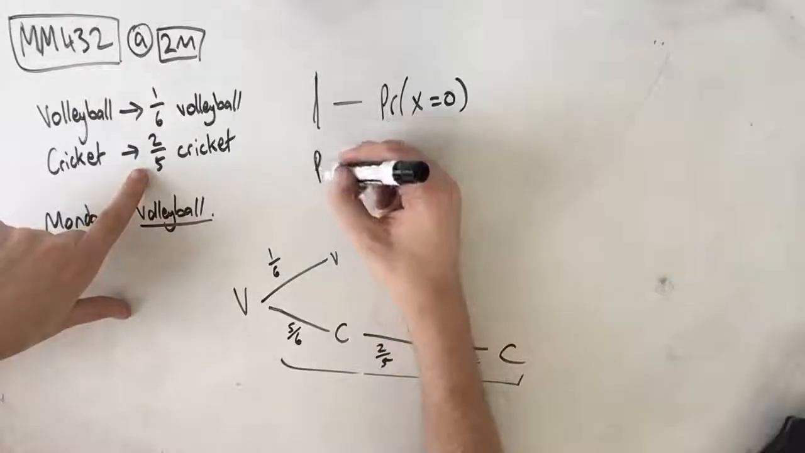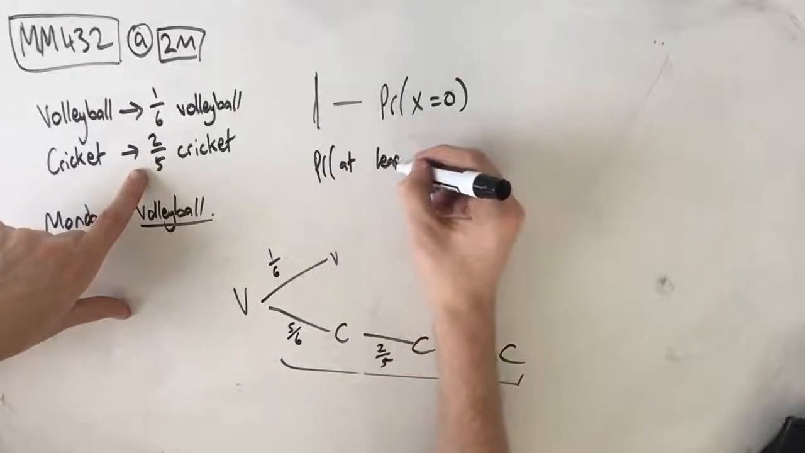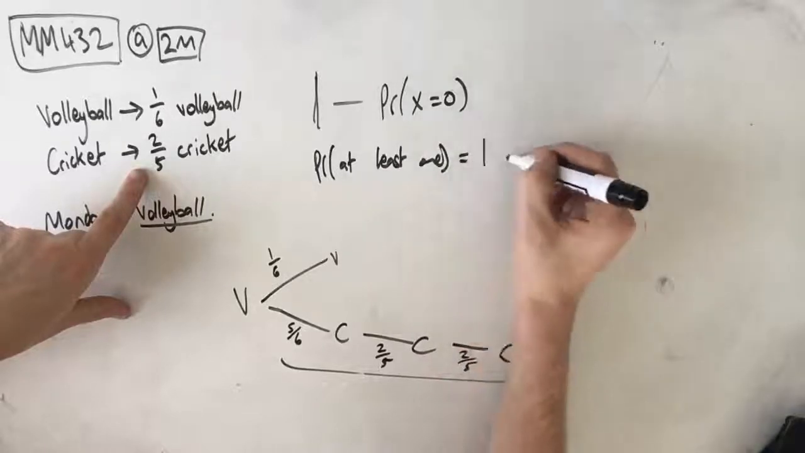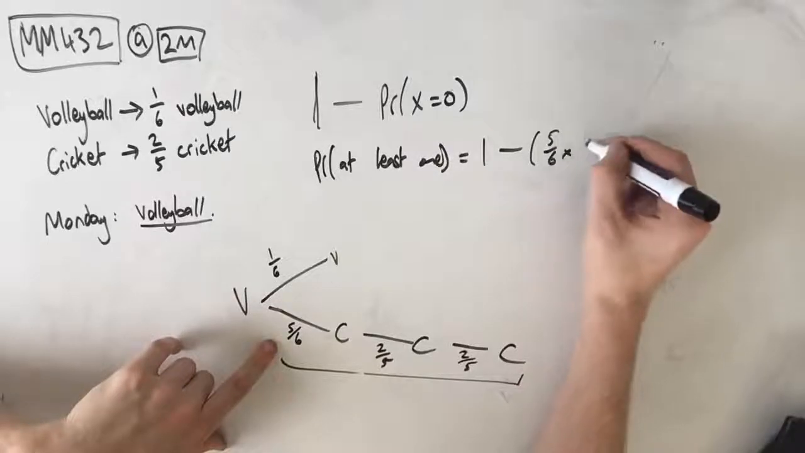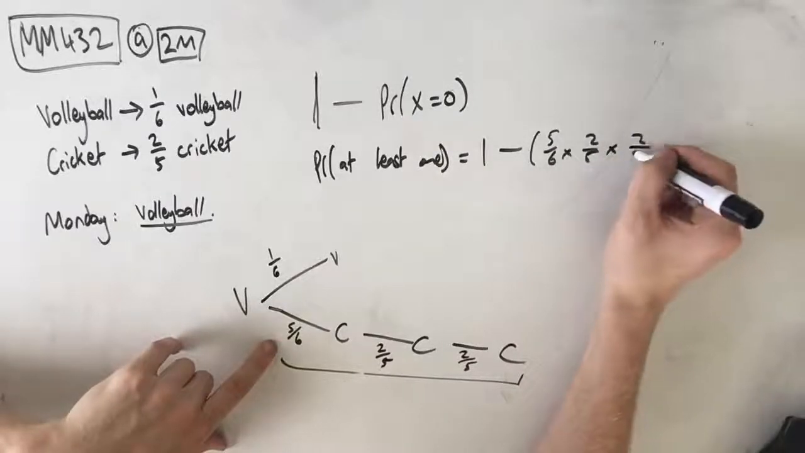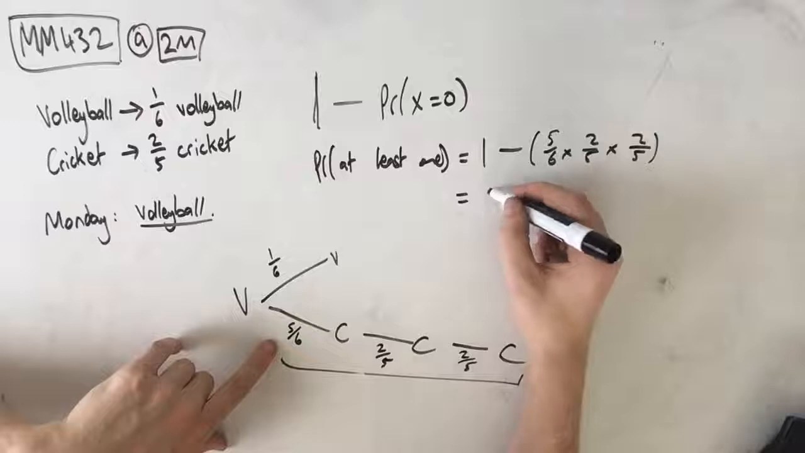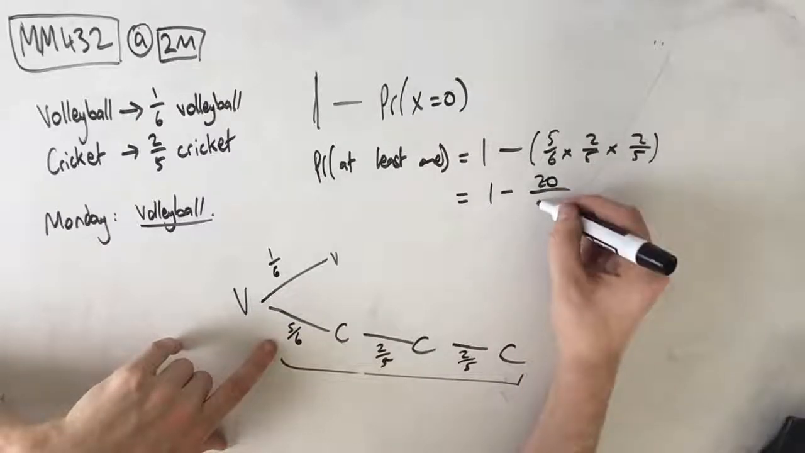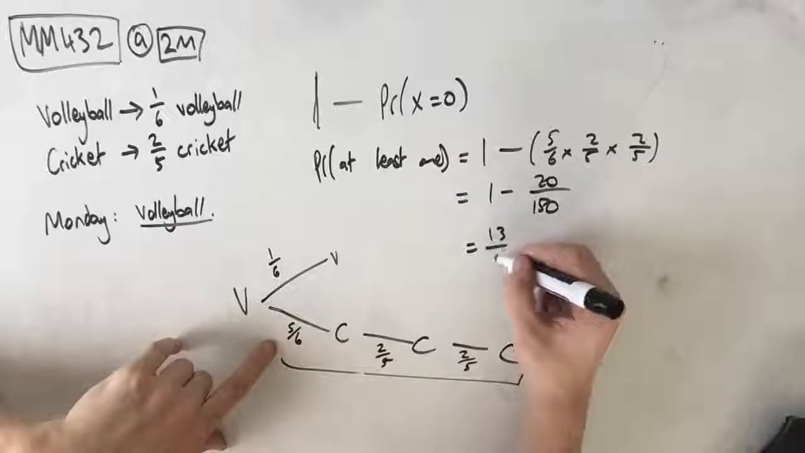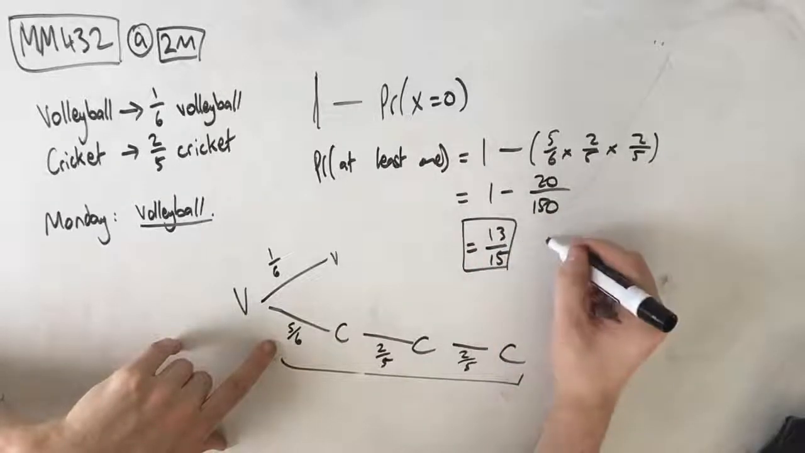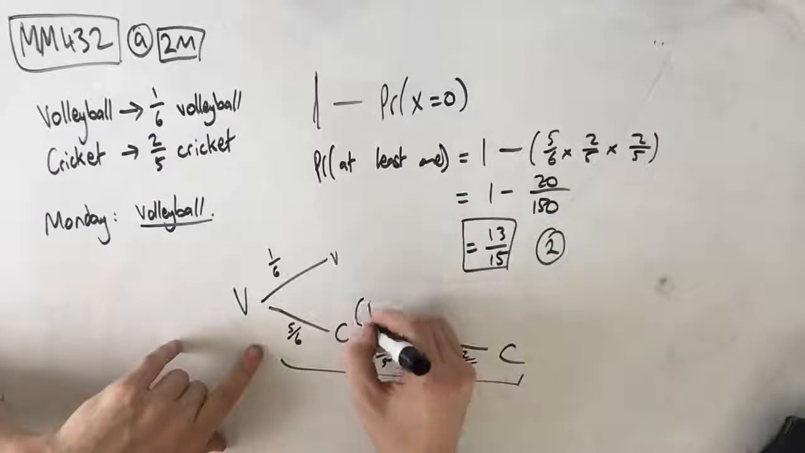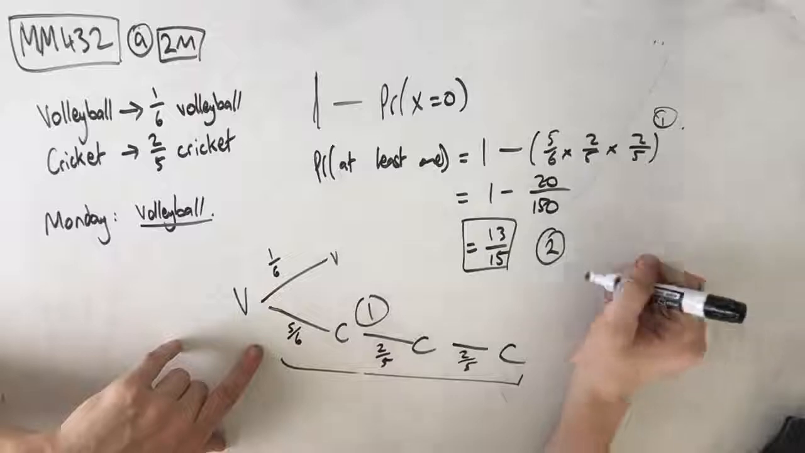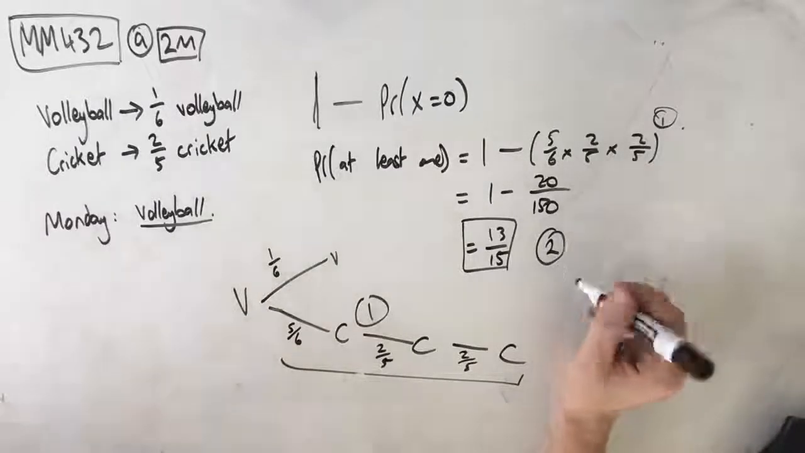Which means that our probability that he does at least 1 is equal to 1 minus the probability that he has 0, which is 5 in 6 times 2 in 5 times 2 in 5, which is 1 minus 20 over 150. Which is equal to 13 over 15. And this is our second mark. So our first mark actually comes when we do this and recognize this here. And our second mark comes with our final answer, 13 on 15.